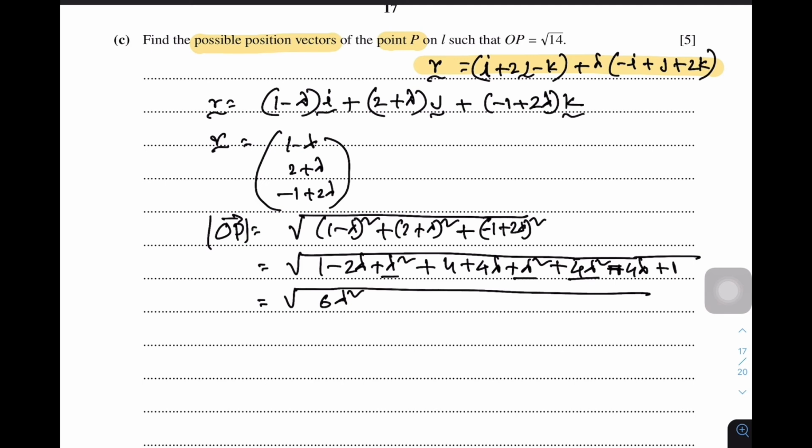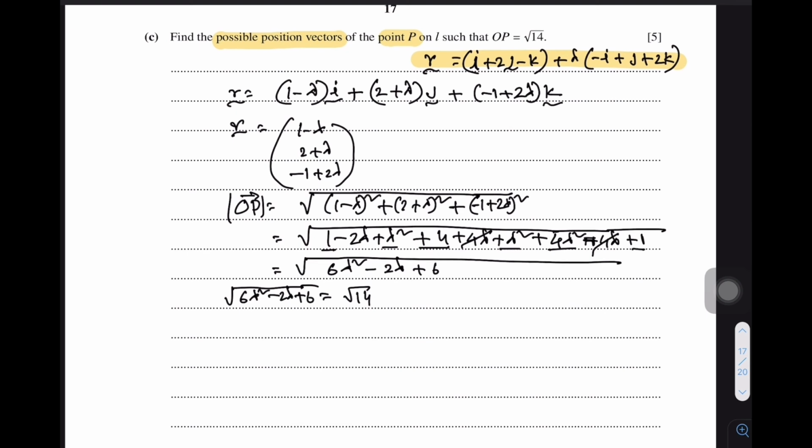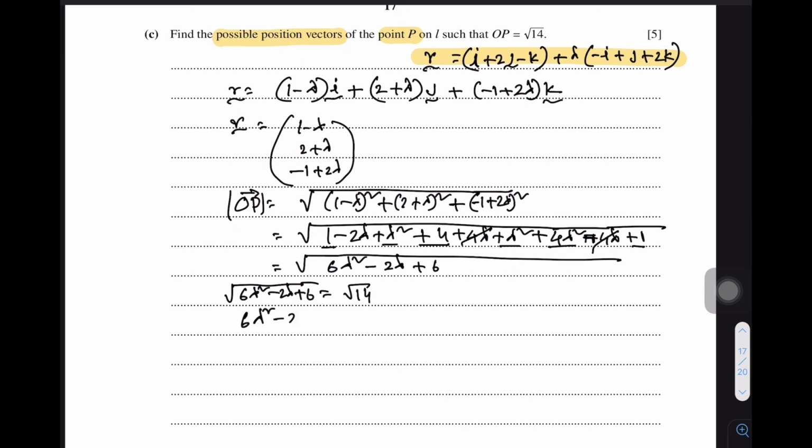6 lambda square. Then minus 4 lambda cancelled, so there will be minus 2 lambda. 4, then 1, then 1, 4, 5, it is 6. So we can write OP equals root over 14. So we can write this one 6 lambda square minus 2 lambda plus 6 equals to root over 14. Let us square. It will be 6 lambda square minus 2 lambda plus 6 equals to 14.